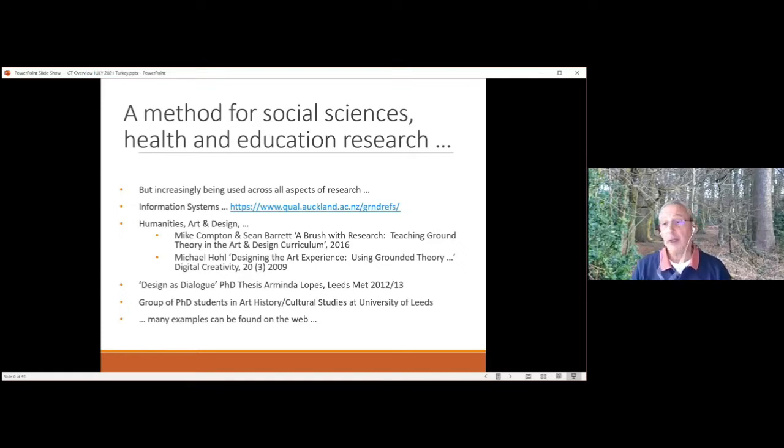It's increasingly being used across all areas of research. Initially, it was very much largely in medical and healthcare because of where Glaser and Strauss did their early work. But you'll see here it's being used in information systems. There's a group in Auckland in New Zealand, there's some references there you can find. It's being used in humanities, art and design, cultural studies. There are a huge range of people using the method in a range of different contexts.